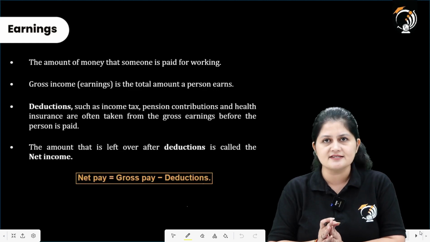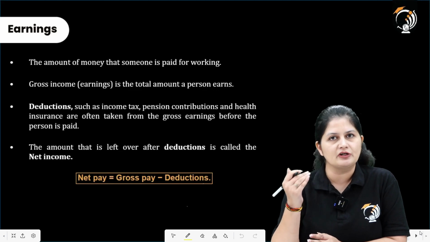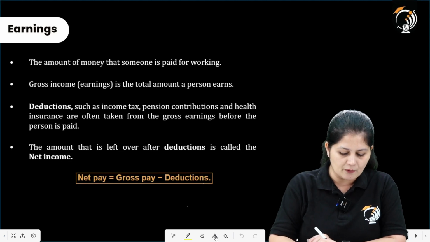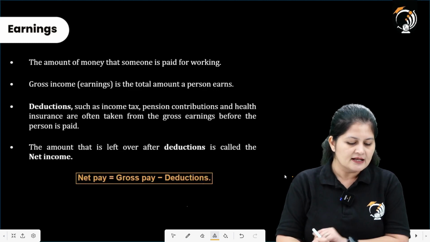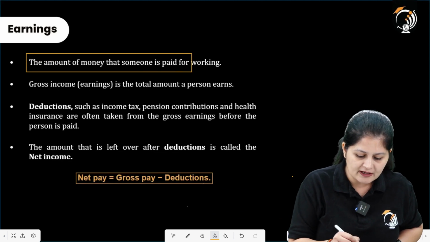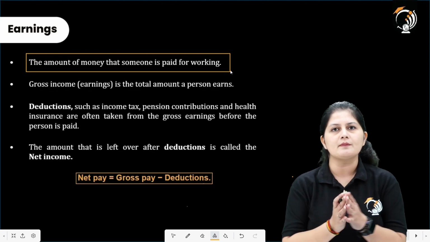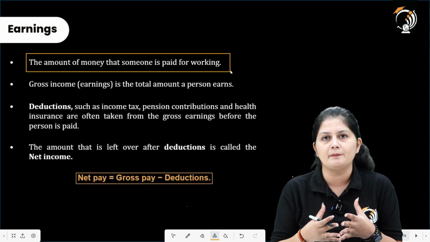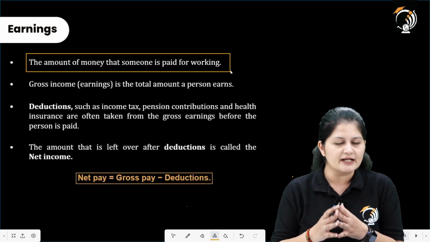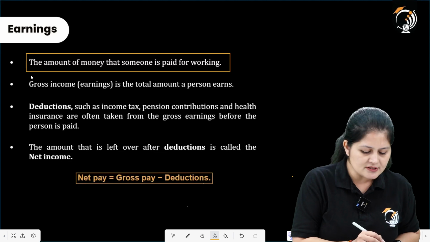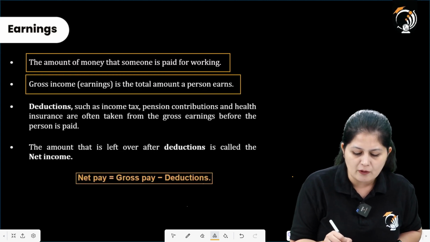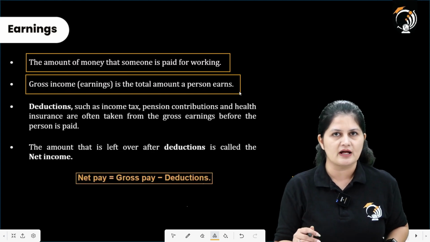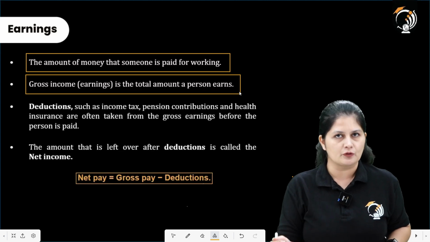Firstly, let's understand the different terms that we use and which are being provided to you in the questions here. So talking about the first term, it says the amount of money that someone is paid for working. If we talk about the earnings, whatever the amount of money that you're being paid for working, that is what we call earnings. The gross income or the earnings is the total amount a person earns. Whatever the total amount that you are earning is known as the gross income or the gross salary.